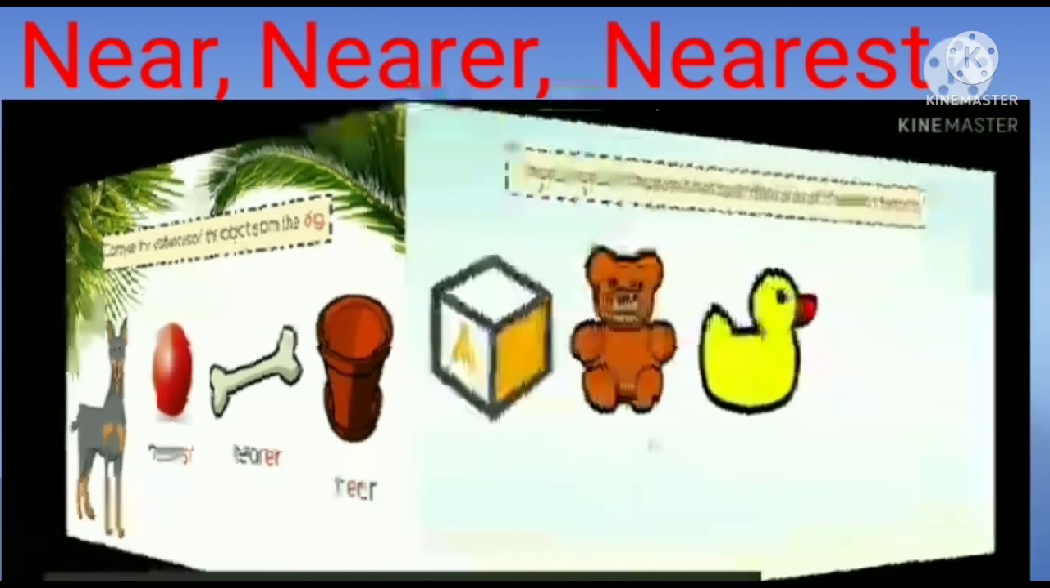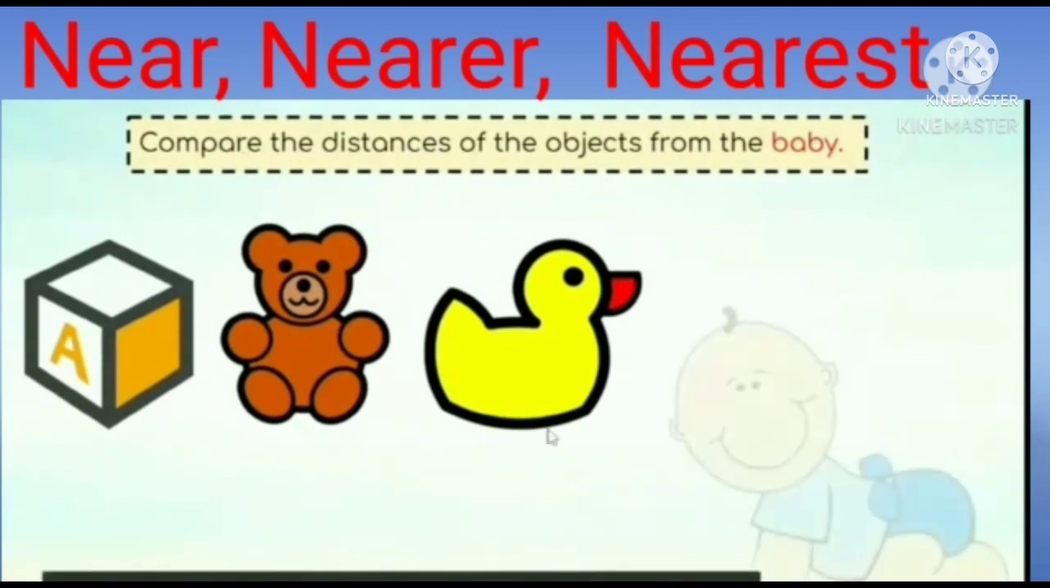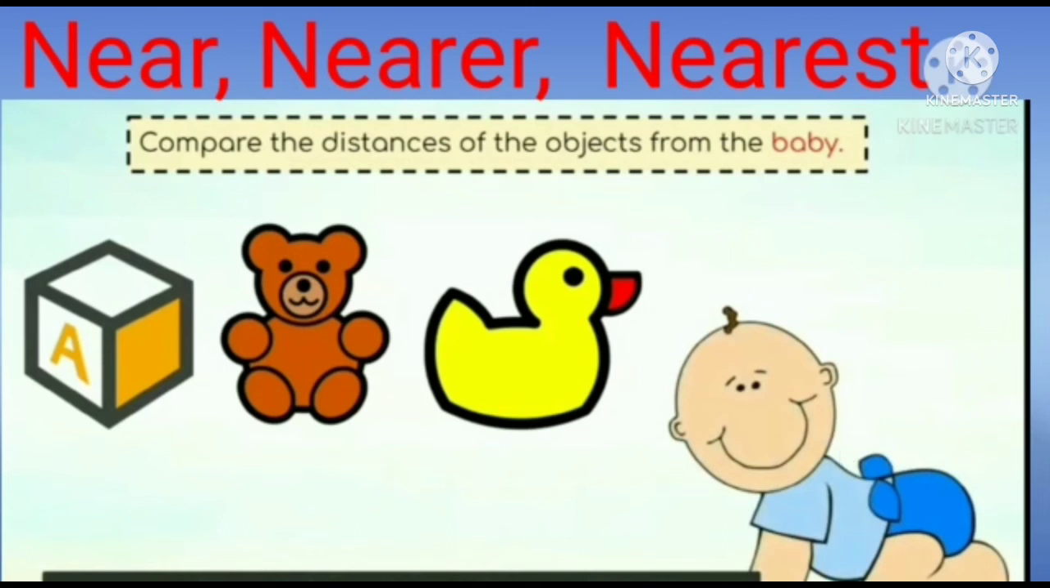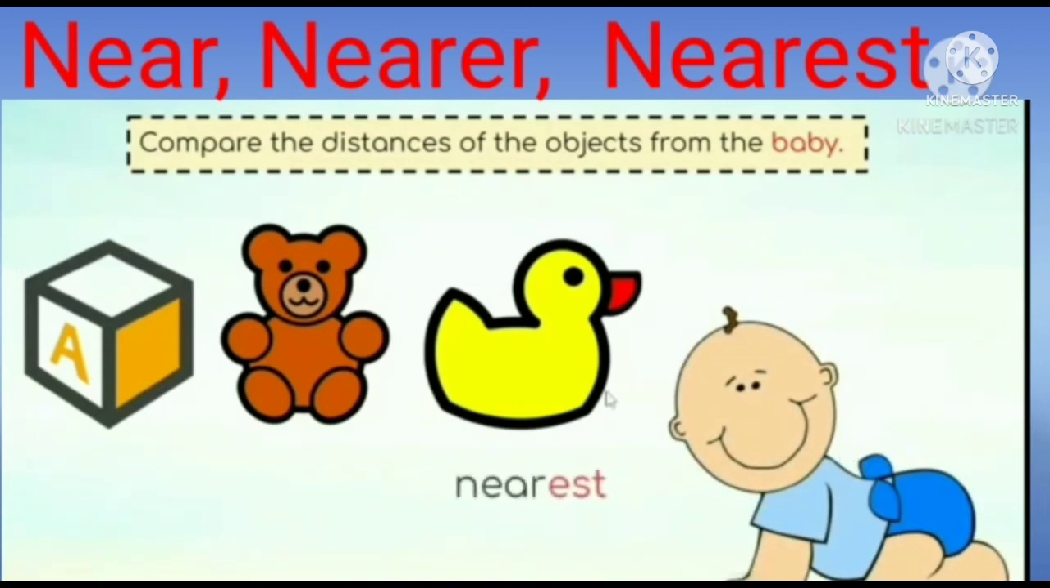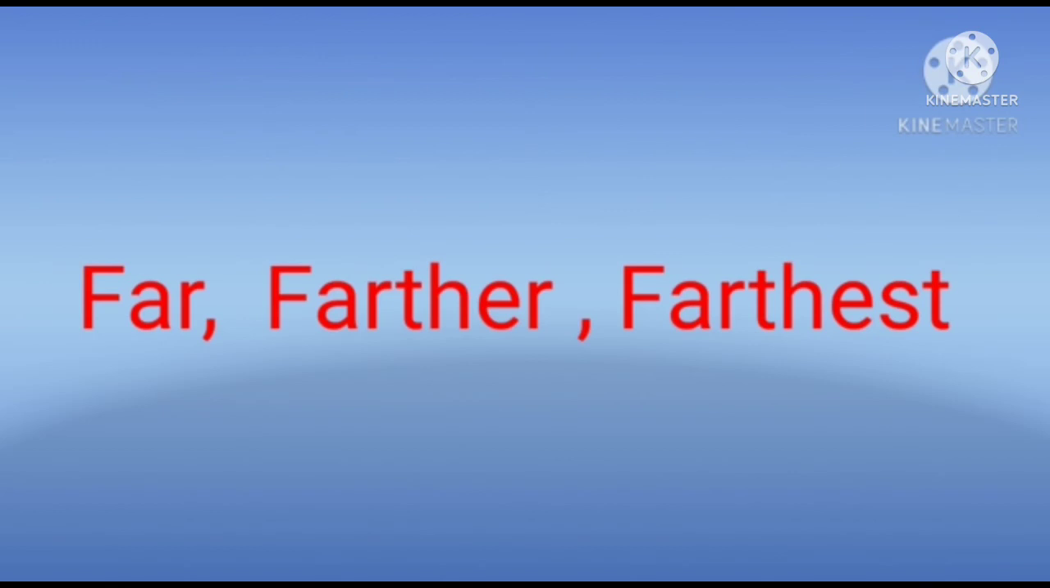Now look at one more example. Compare the distance of the objects from the baby. Where is the baby? Here is the baby. Now look, the duck is nearest and the teddy bear is nearer, and the cube is near to the baby. Near, nearer and nearest.